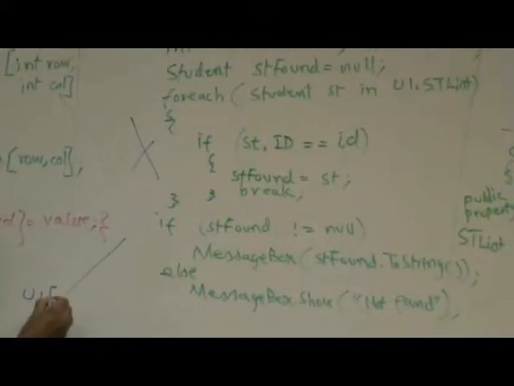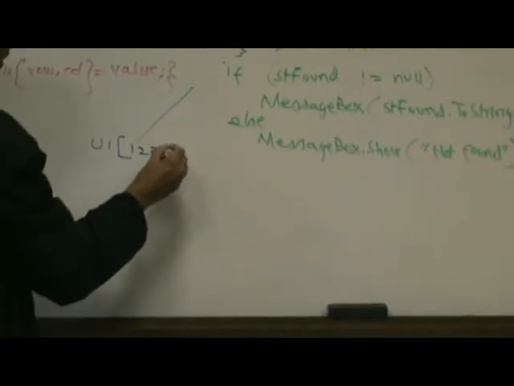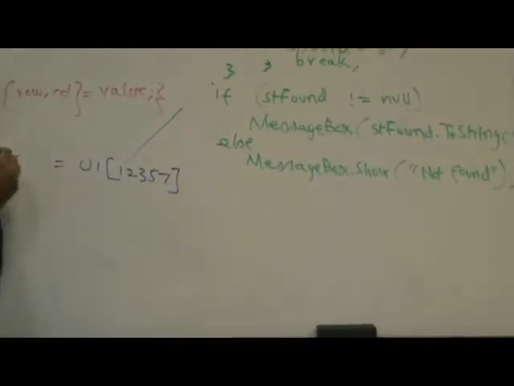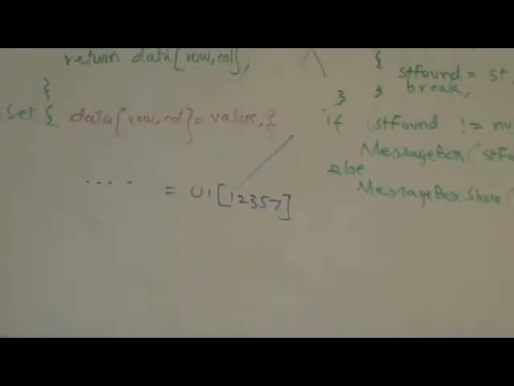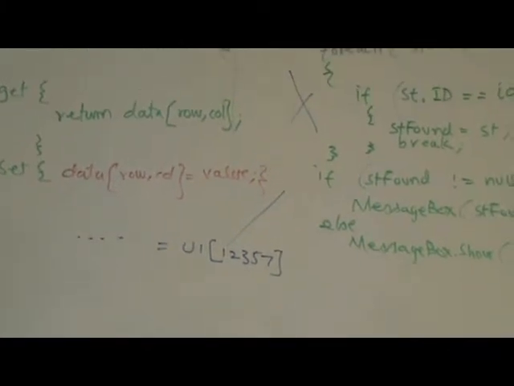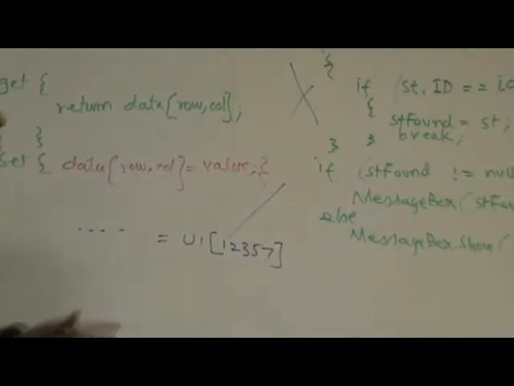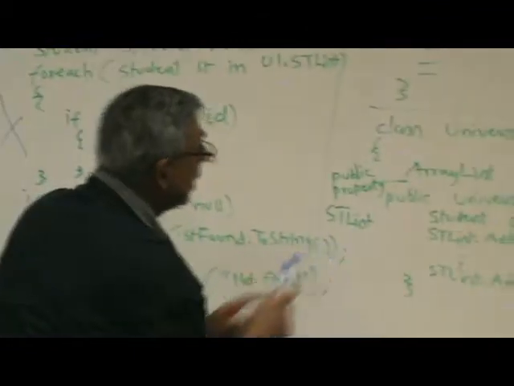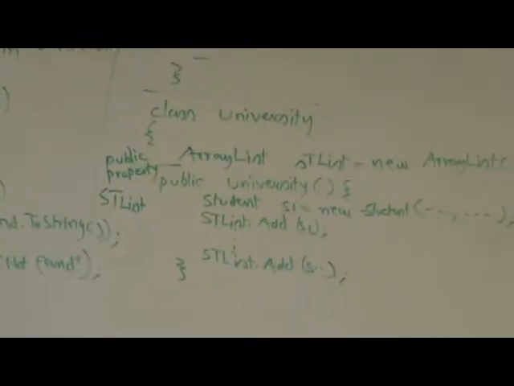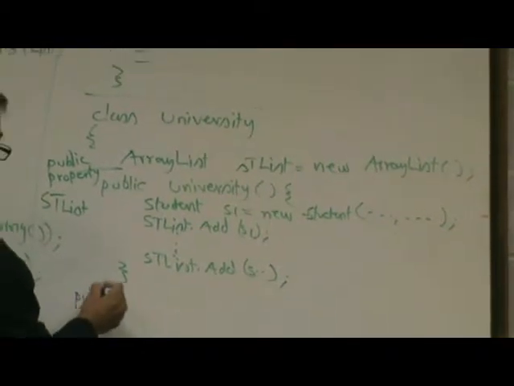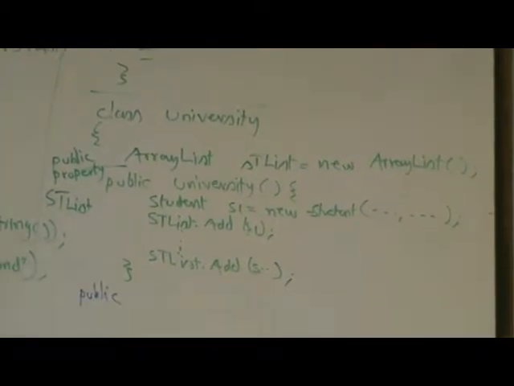The user simply writes some code like this to find out if the student exists or not, right? The only way we can do that is create an indexer inside the university class. So what will our indexer look like? We did that some time ago. Let me quickly refresh your memory.